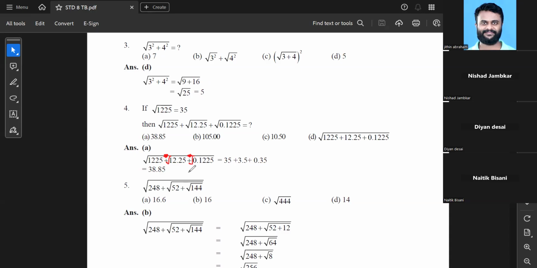Okay, good. So the square root of 1225 you will directly write as 35. Now the square root of 12.25. How to adjust the decimal? I'm going to tell that.